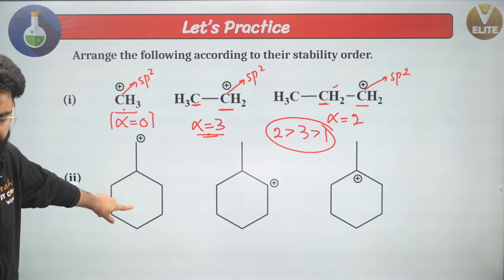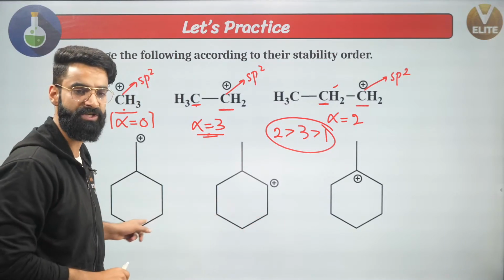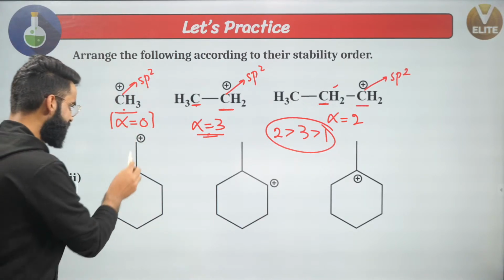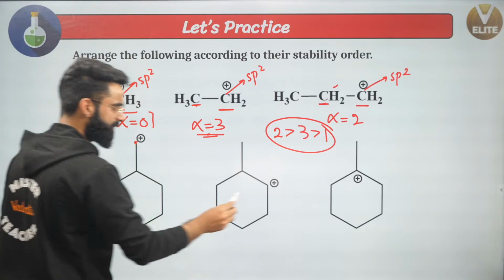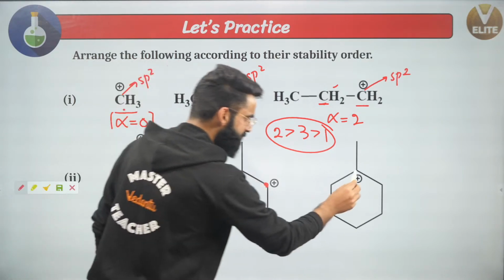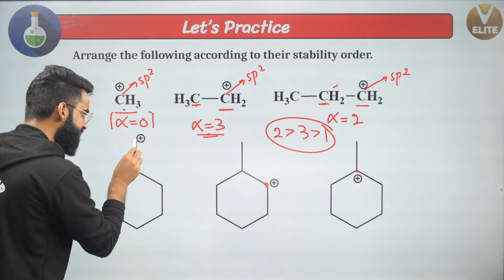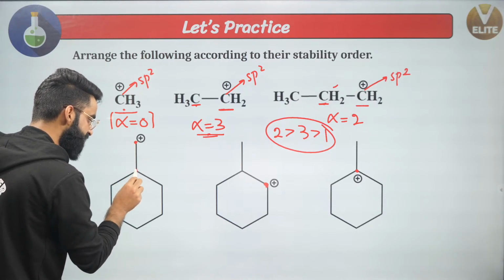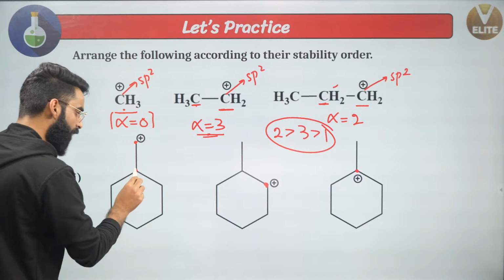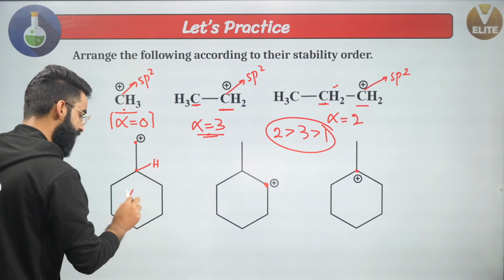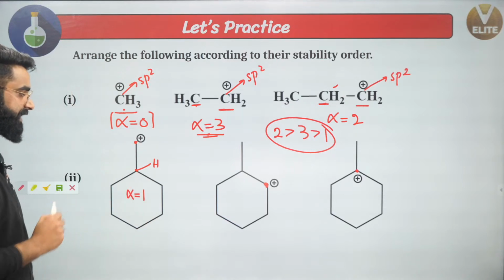Can you let me know in the second one which one is going to be more stable? Can you give me the order of this one? See guys, this is an sp2 hybridized carbon, this is an sp2 hybridized carbon, this is an sp2 hybridized carbon. The carbon which is attached to this sp2 hybridized carbon, I'm talking about this one, is what I call alpha carbon. And how many hydrogens are attached with this alpha carbon? There is 1 hydrogen attached, so there is only 1 alpha hydrogen in this one.